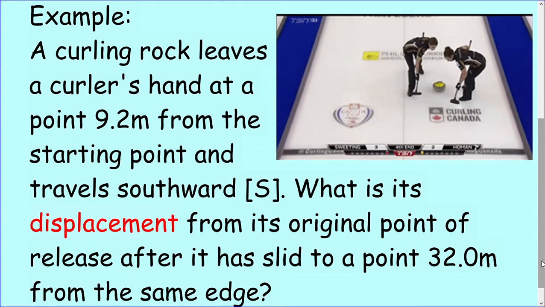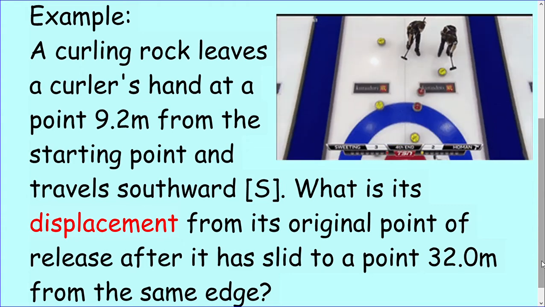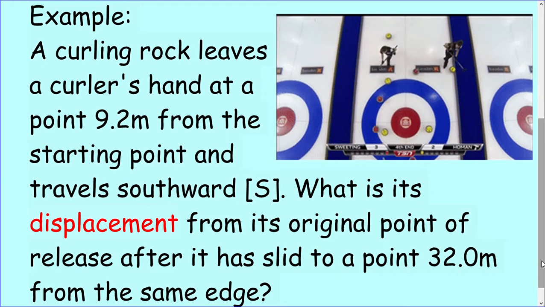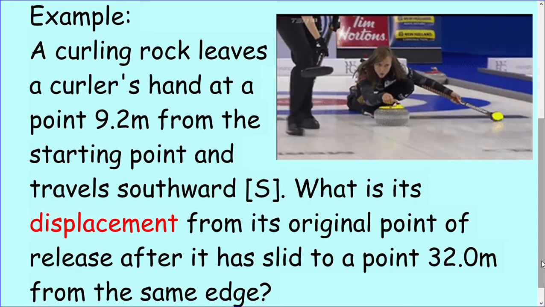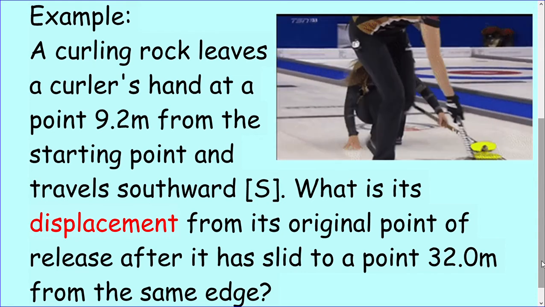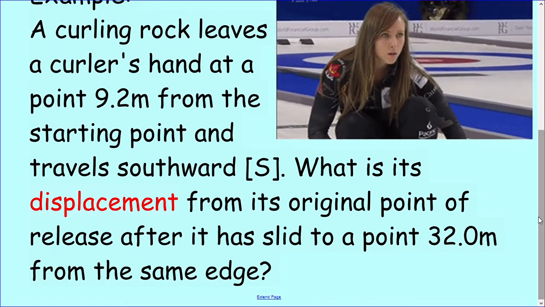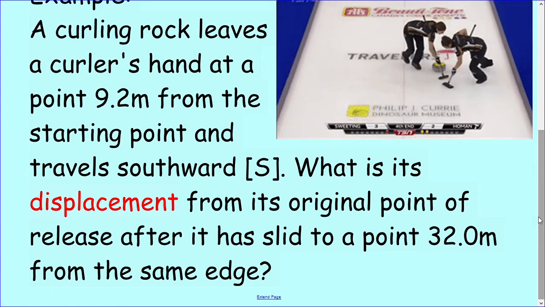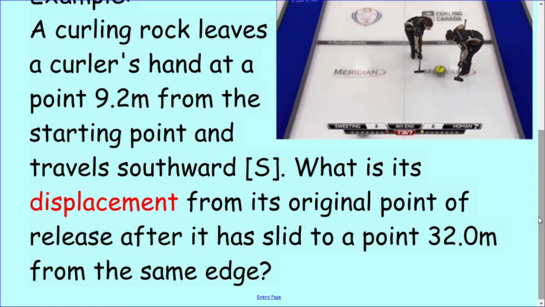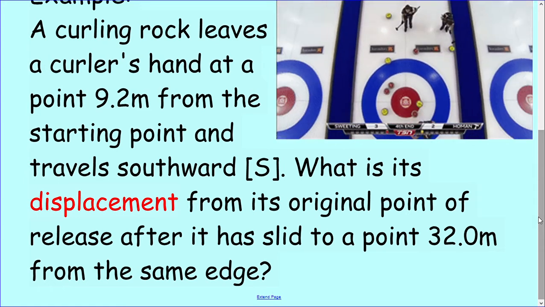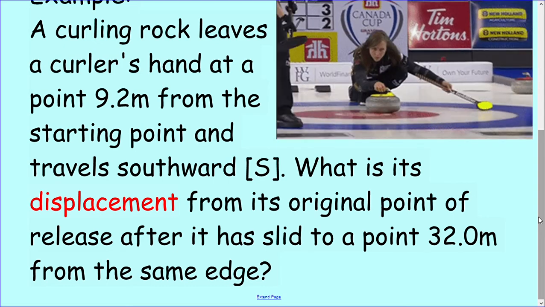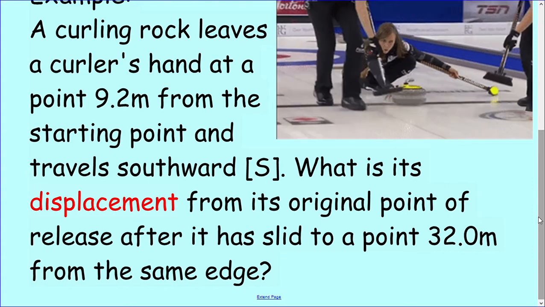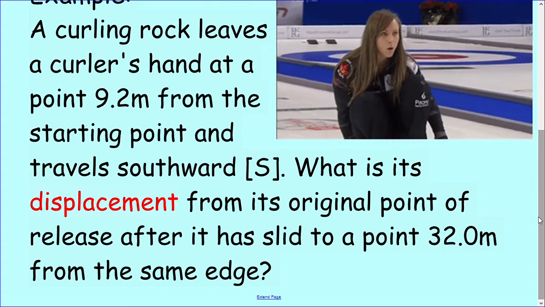They travel southward, as the rock does, and then it asks what its displacement is from its original point of release after it slid to a point 32 meters from the same edge. So it wants to know how far the rock traveled. Common sense would tell us we just need to subtract these two values, right? It was released at 9.2 meters, and it traveled to a total of 32 meters, both referenced from the same edge.